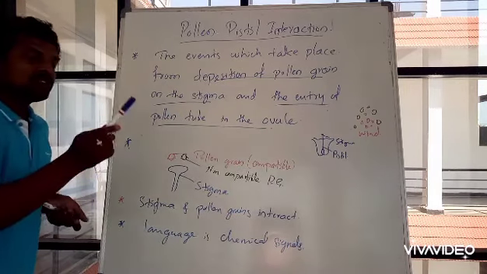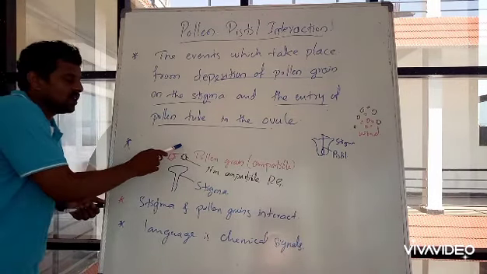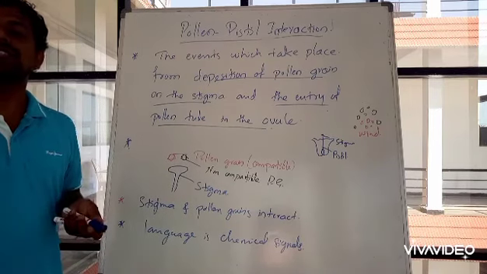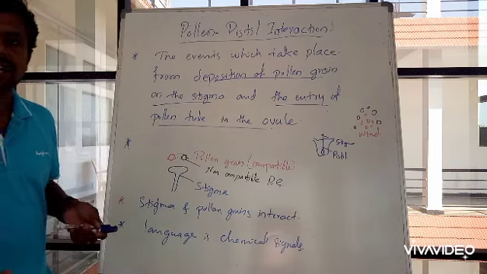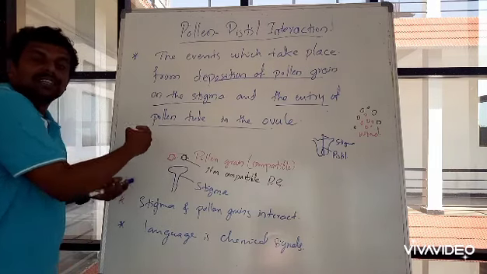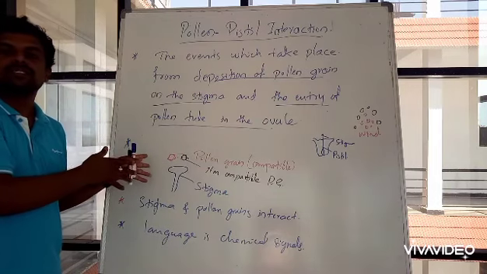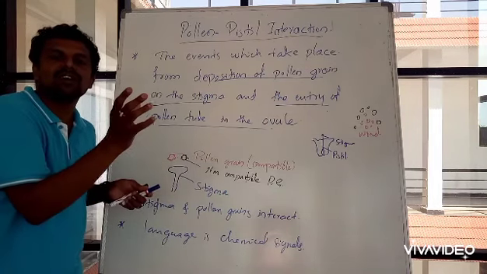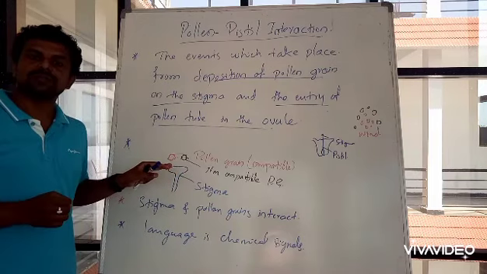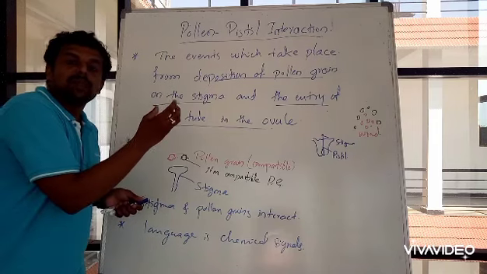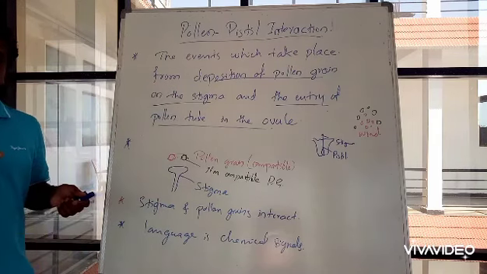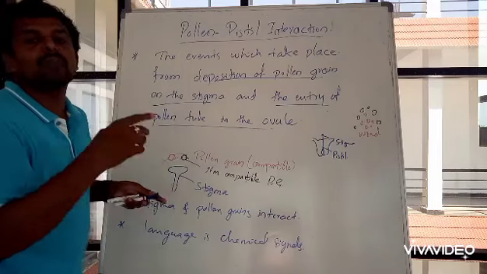So once pollen grains of two different types land on the stigma, the stigma will contact the pollen grain and ask whether you are a compatible pollen grain or not. Compatible means it will take the one which is of its choice. The stigma portion will receive only compatible pollen grains. It will not receive the incompatible.